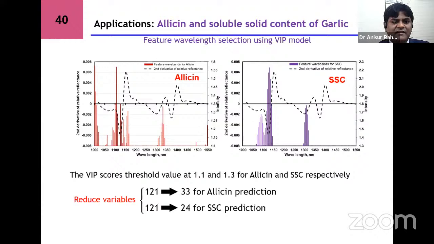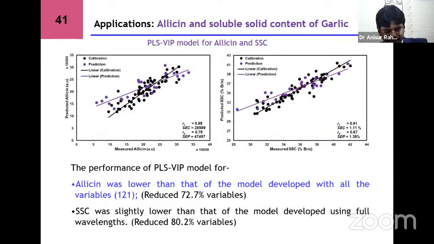This VIP method is used for selecting the input wavebands, which waveband is related to allicin and which waveband is related to SSC. This is the PLS VIP model. Okay, I select this waveband and this waveband. How good is this result? Is it well predicted or not? This shows the performance of the PLS model for allicin.